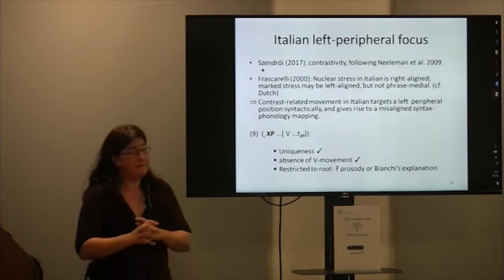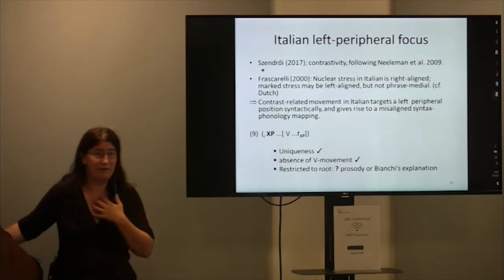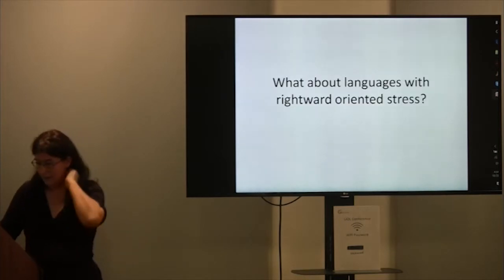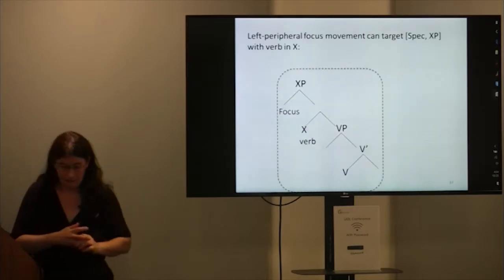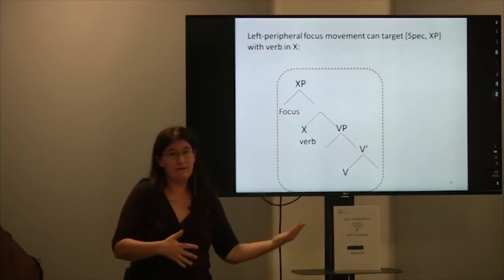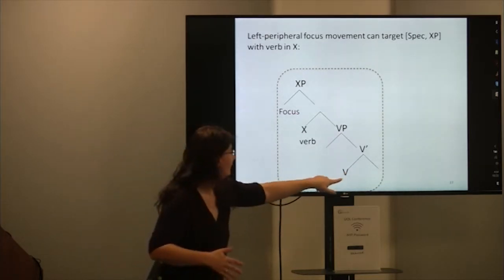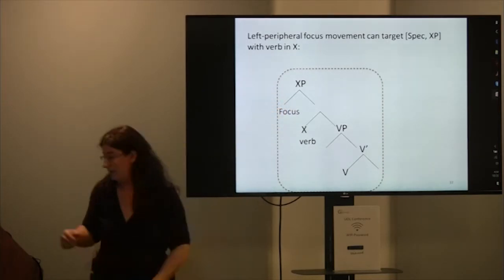Okay, now this is what I think about Italian. If it turns out that those things are not right dislocated. But what actually happens in languages with rightward-oriented stress? I want to talk about that a little bit more. Okay, so Hungarian, we said, had a leftward-oriented stress. What you get is a situation where verb movement can create a position for focus for that reason.